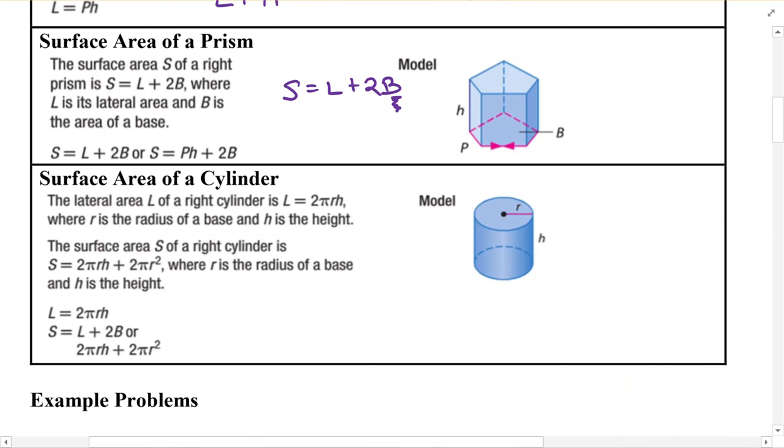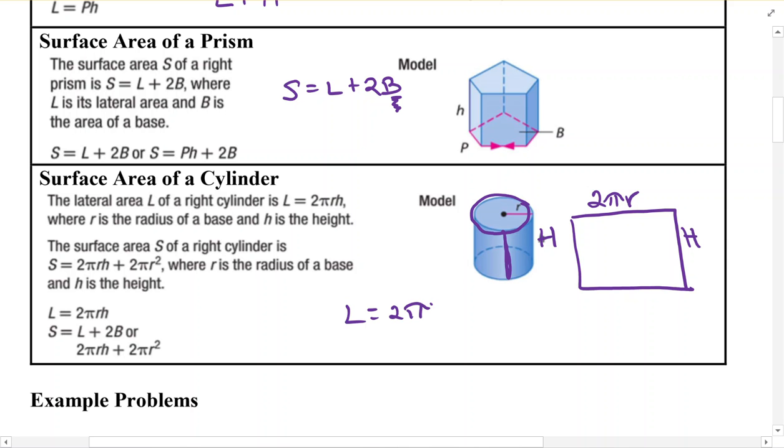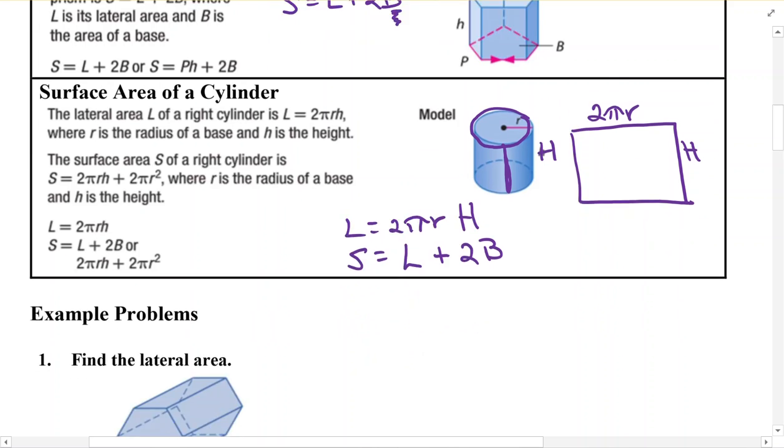For the surface area of a cylinder, the lateral area, if we cut or slice the side of the cylinder, like taking a label off a soup can and rolling it out, the top of it would be the circumference, which is 2 pi r, and then we would have the height. So the lateral area is the circumference times the height of the cylinder. And then the surface area is the lateral area plus 2 times the area of the base, and the base would be pi r squared.